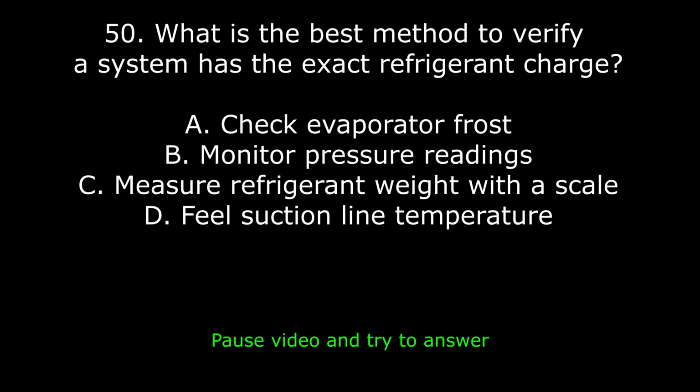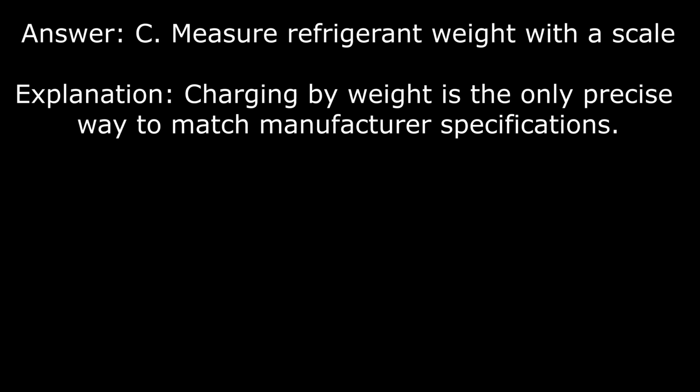50. What is the best method to verify a system has the exact refrigerant charge? A. Check evaporator frost. B. Monitor pressure readings. C. Measure refrigerant weight with a scale. Or D. Feel suction line temperature. Answer: C, measure refrigerant weight with a scale. Explanation: charging by weight is the only precise way to match manufacturer specifications.